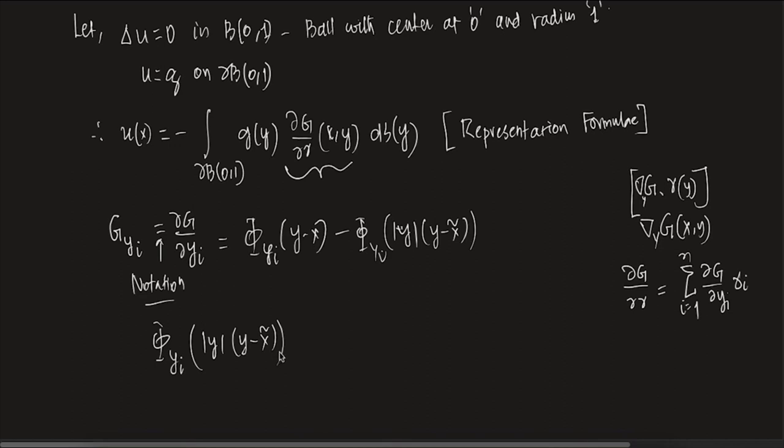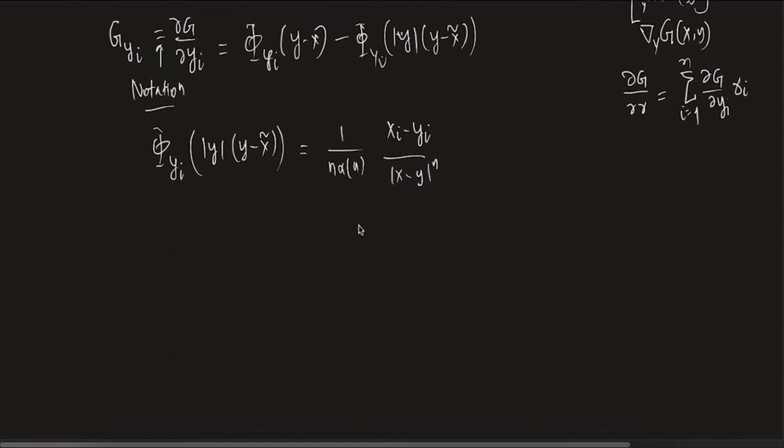Okay, do I really need to calculate? You can do it yourself, right? Let's just write it down: 1 by n alpha n. You know what phi is, right? You just calculate the derivative with respect to yi, that's all. This is (xi minus yi) by mod x minus y whole power n. You already know how to do this. You write phi and take the derivative with respect to yi, that's all.